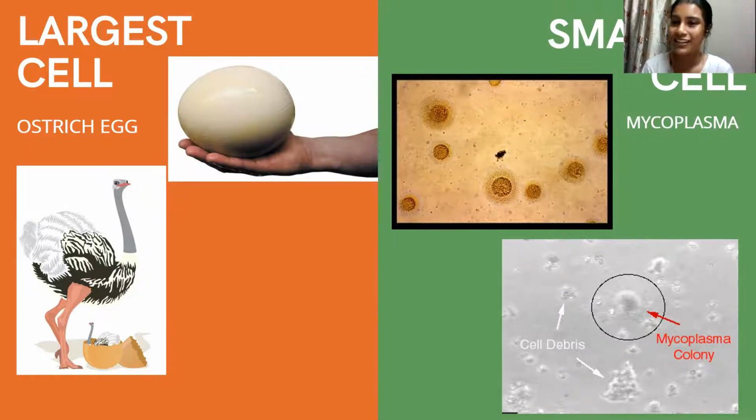Next, we have the smallest cell. The smallest cell that we can find is mycoplasma. And I'm sure that the picture is very vague in depicting where mycoplasma is. It's so small. An average cell size is 1 micrometer. Mycoplasma is around 0.2 micrometer, which is way less. So this is the largest cell and this is the smallest cell.